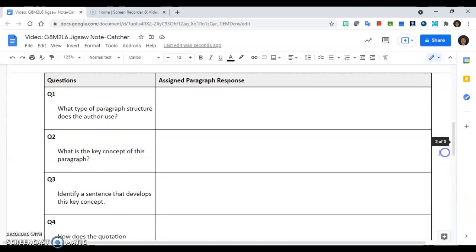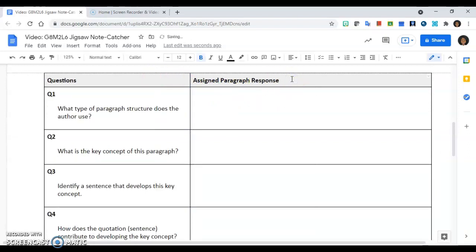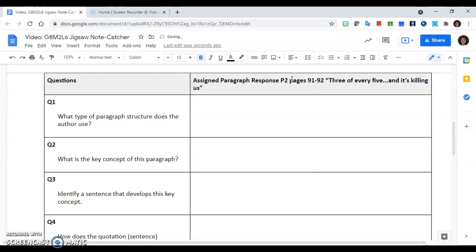So what we're actually going to look at when we talk about assigned paragraph response is paragraph 2, pages 91 to 92. It goes from "3 of every 5," and it ends at "it's killing us." Go ahead and go to that paragraph and just take a second to reread it.